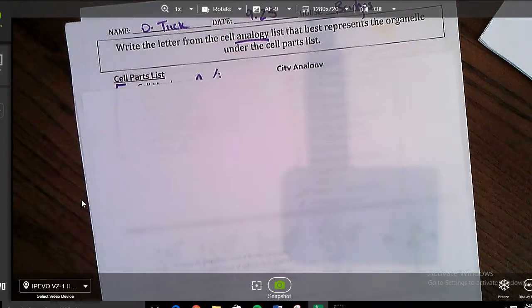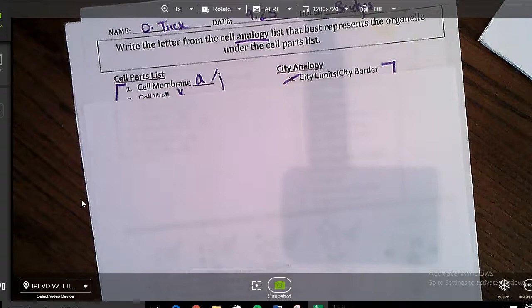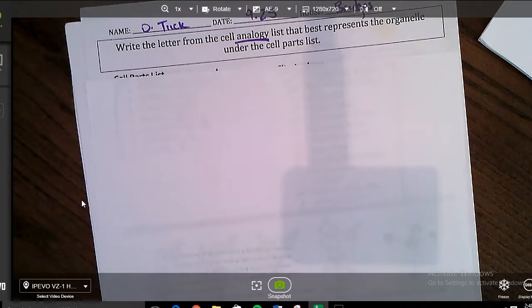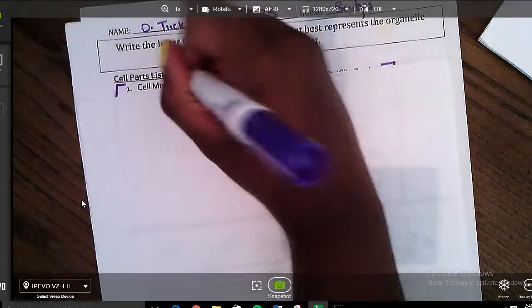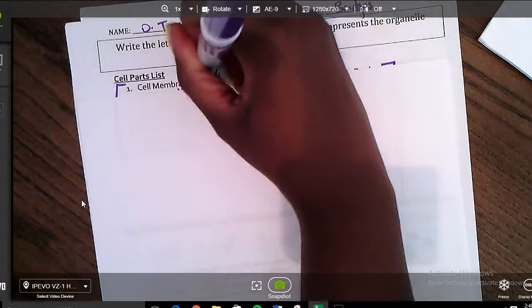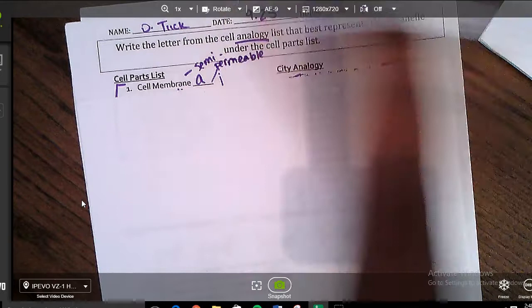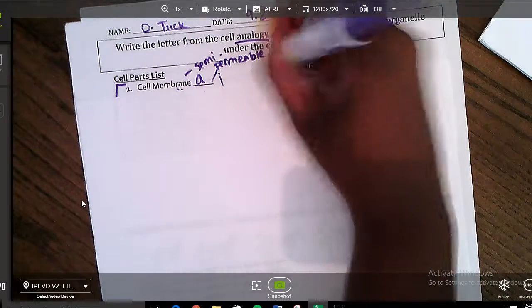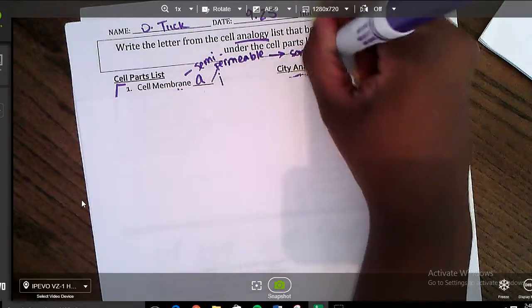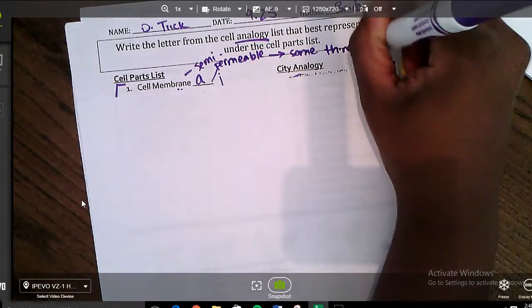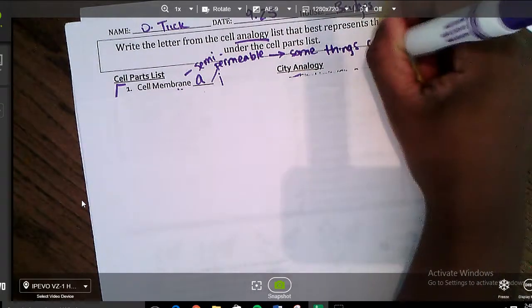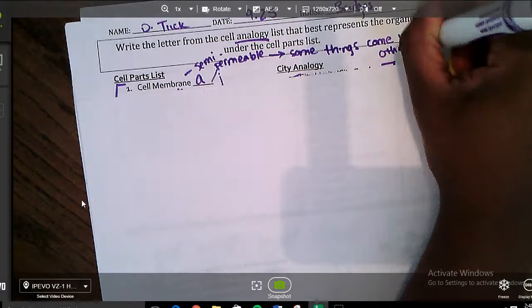So for the first one, it was cell membrane. I will accept A or J. A is the city limits or border. J is the toll road. The big thing for cell membrane is that we want to remember that it is semi-permeable. And make sure your paper looks like mine, which means that some things come in, but others are left out.